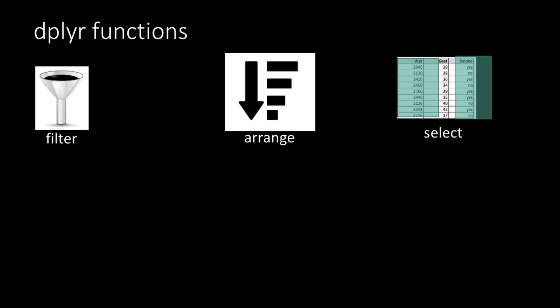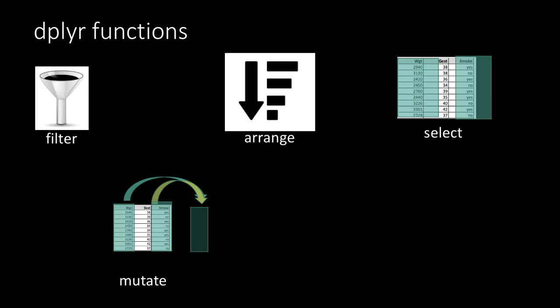Now, incidentally, all of these functions will work on data frames as well, meaning pure data frames as well, not just on tables, but most of the time we'll be using tables, okay? So filter is to get a subset of the rows, select is to get a subset of the columns, arrange is to simply reorder.